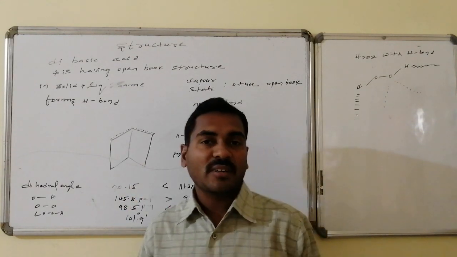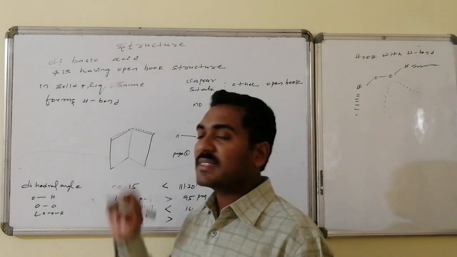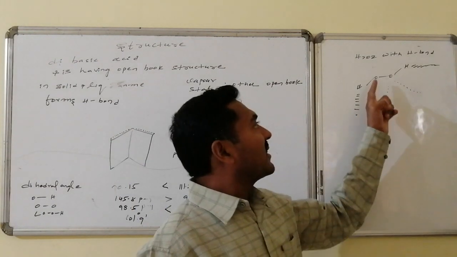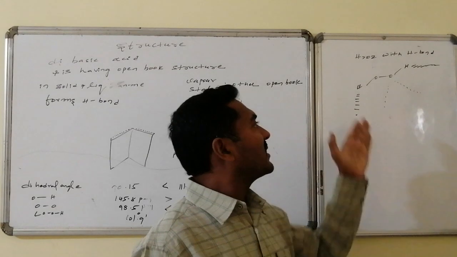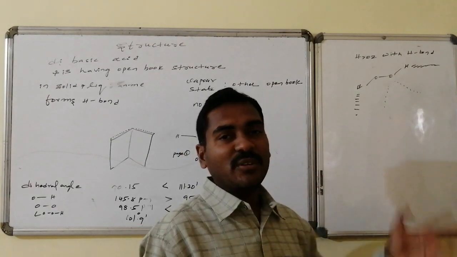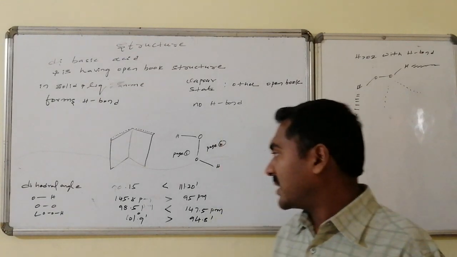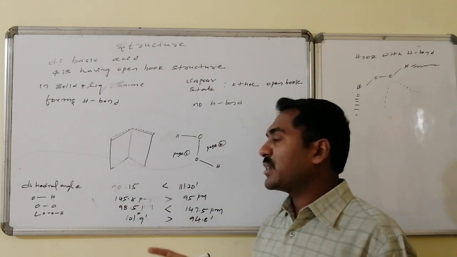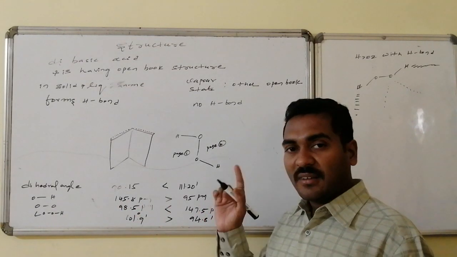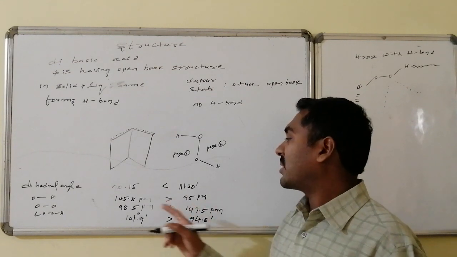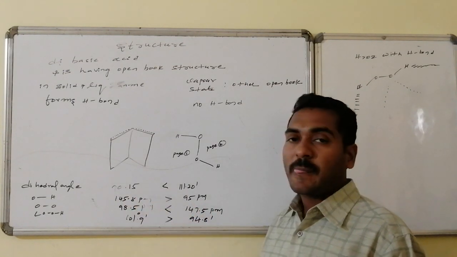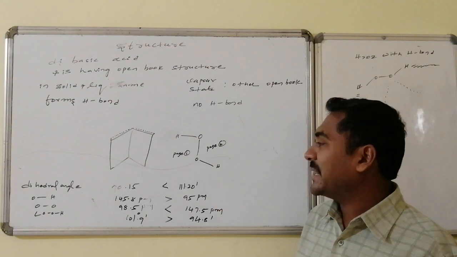Whereas in the OH bond, if it is involved in hydrogen bonding, which is present in solids, the electron density is shifted in such a way that H has lesser electron density and O has more electron density. This enlargement leads to a higher bond length of OH. So OH has a higher bond length, whereas the same OH in the original vapor state has a lesser bond length. This is 145.8 picometers and this is 95 picometers.